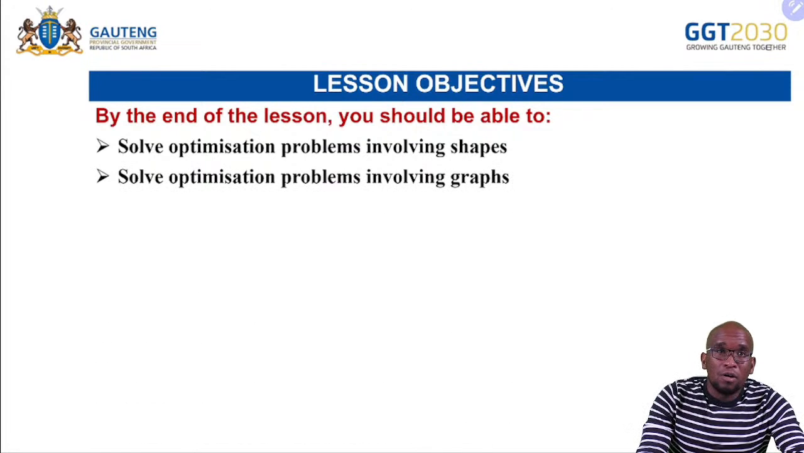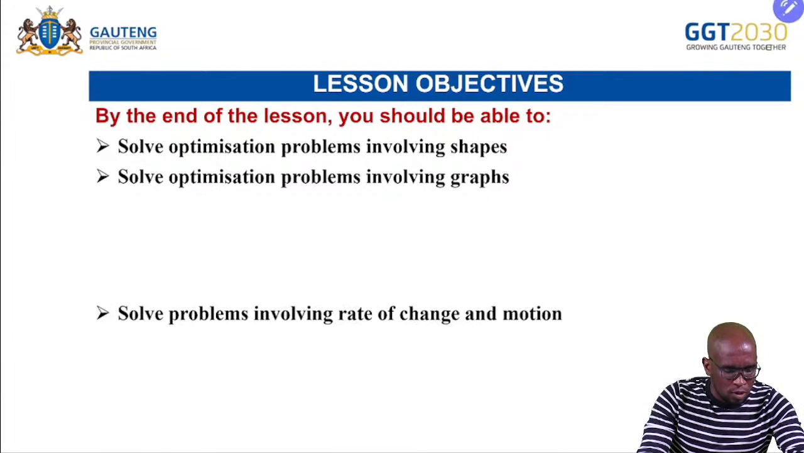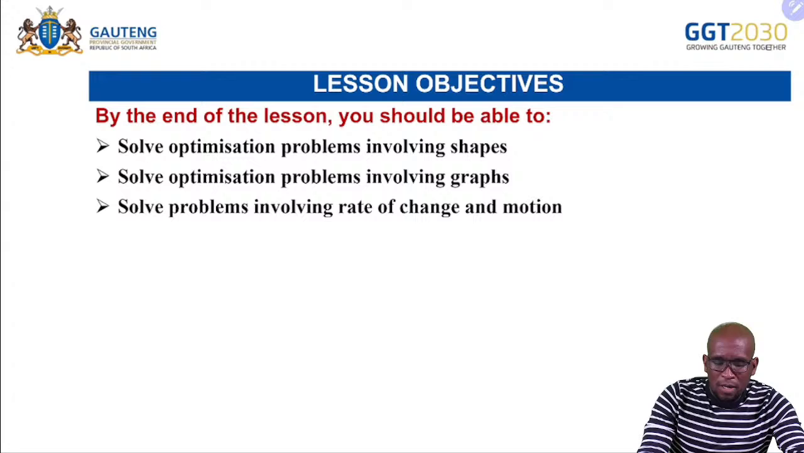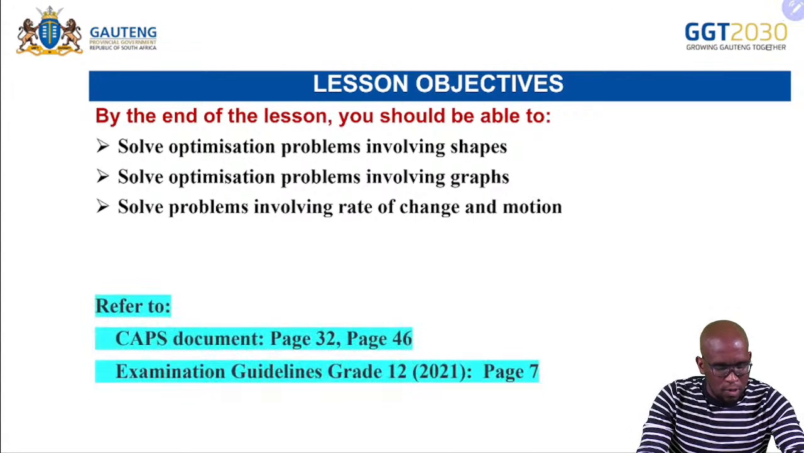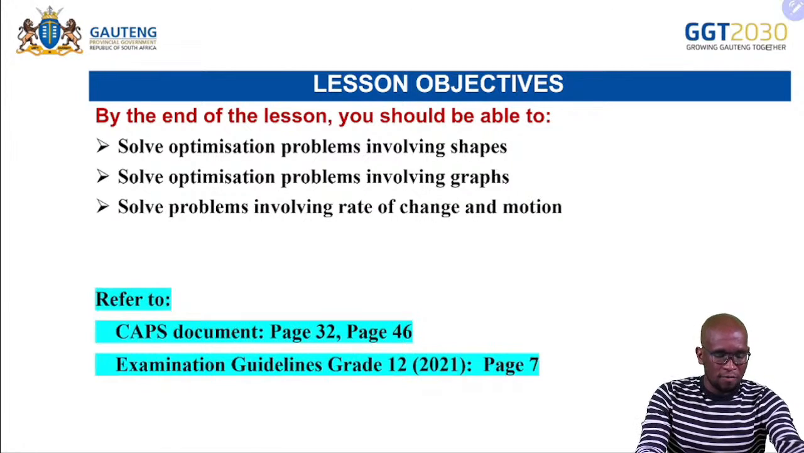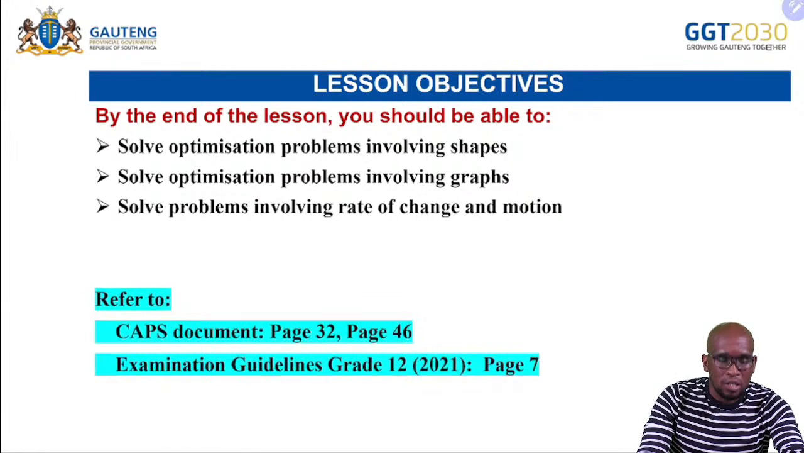solve optimization problems involving graphs, solve problems involving rate and motion. Right, you can refer to the CAPS document on page 32 and also on page 46, and also the exam guideline published in 2021 on page 7.